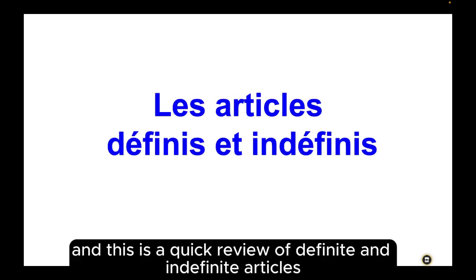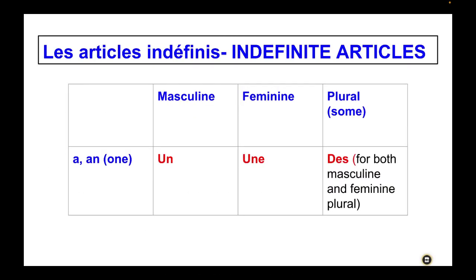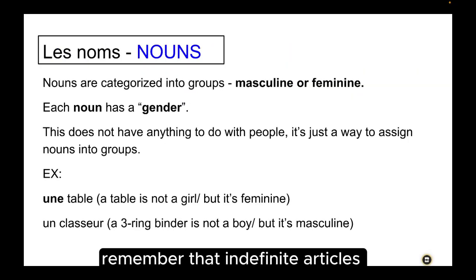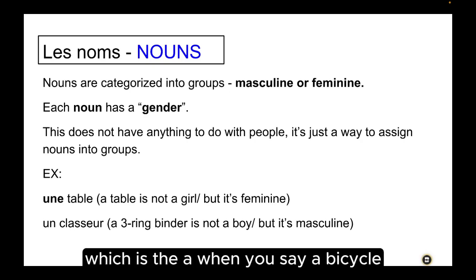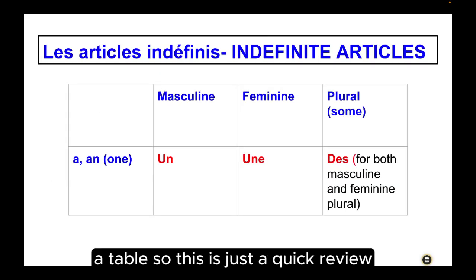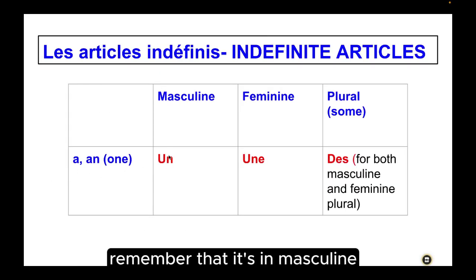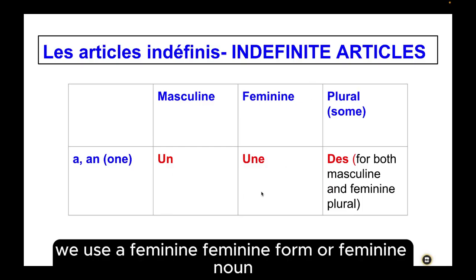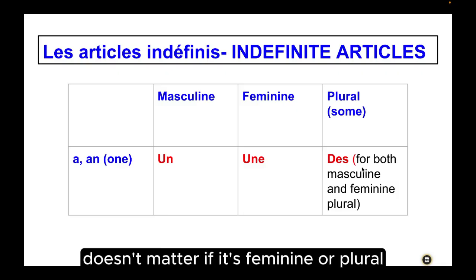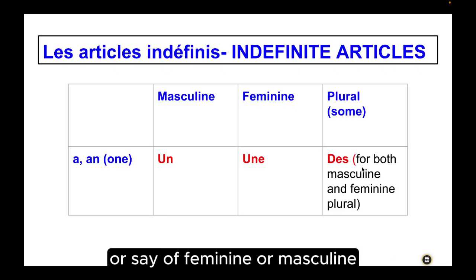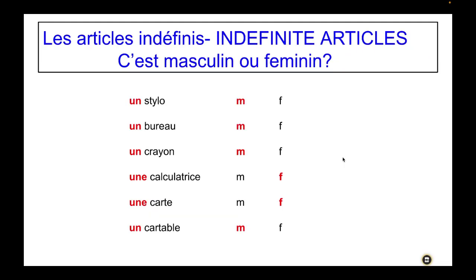And this is a quick review of les articles définis and indéfinis. Remember that for indefinite articles, we have the masculine, feminine, and plural form. It is one thing in English, which is the A when you say a bicycle, a table. So this is just a quick review. Remember that in masculine we use un, for the feminine noun we use une, and then the plural doesn't matter if it's feminine or masculine, you will be using de.